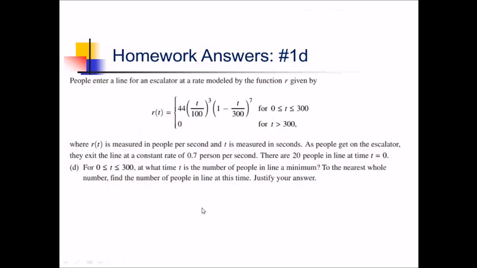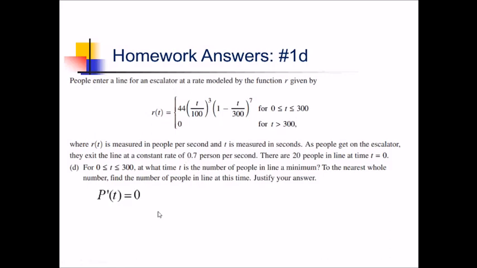For this last part of the problem, they want to know between times 0 and 300, at what time is the number of people in line a minimum? And then to the nearest whole number, find the number of people in line at this time. All right, so for this, I'm trying to minimize the p of t function that I came up with in part B, and I'm going to need to find critical values for p prime of t. So I'm going to let p prime of t, which I defined earlier as r of t minus 0.7, equal 0.